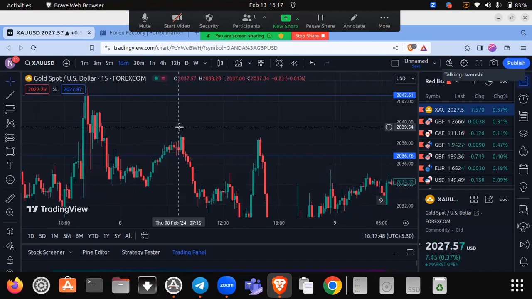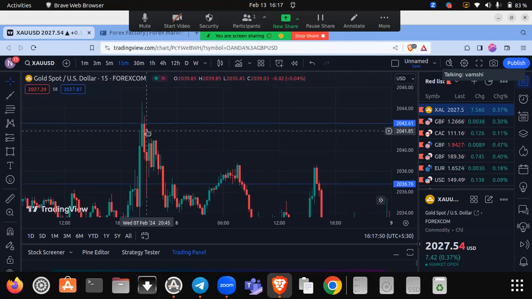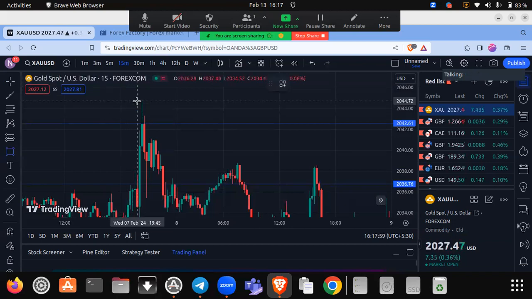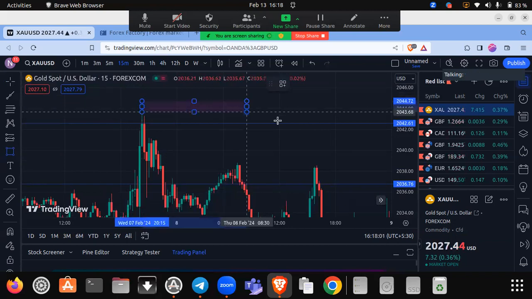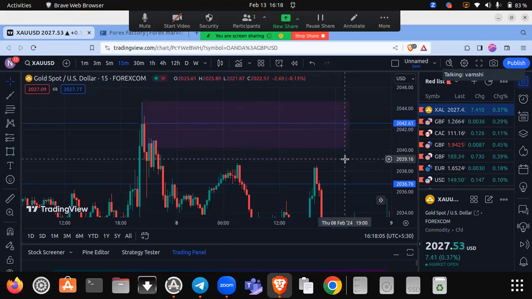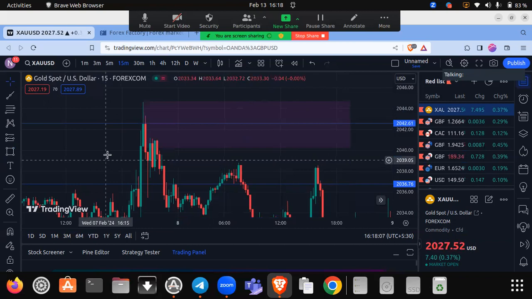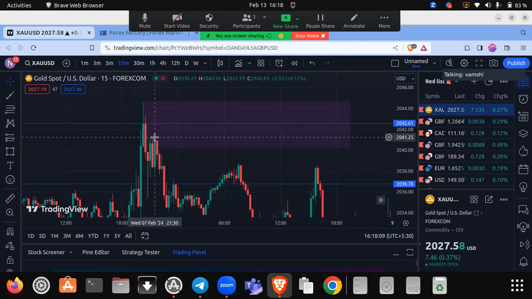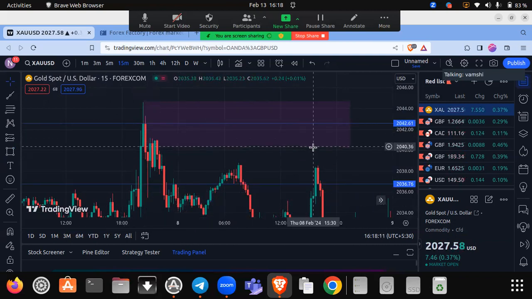Even on M15, the M15 candle failed to close above the resistance level and made an engulfing sell. The price respected this level and dropped from here.